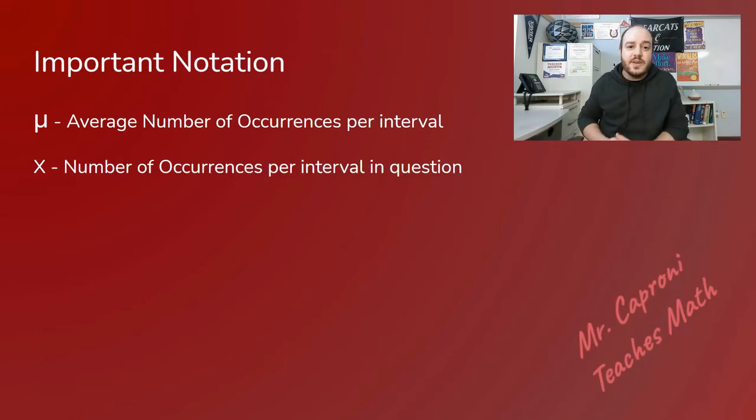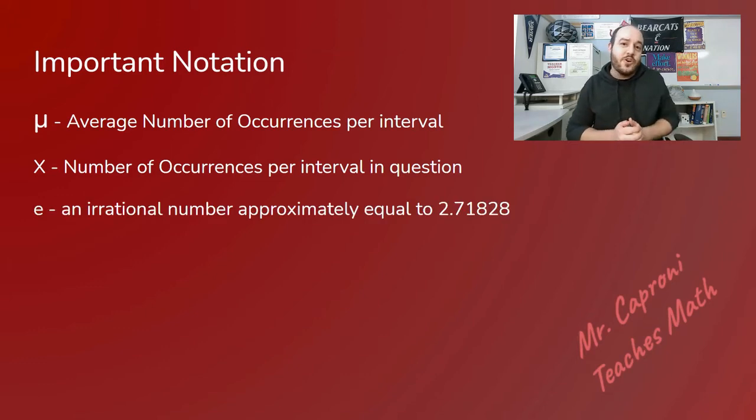Then the second thing we need to know is our actual x, which we've already mentioned, is the number of occurrences per interval that are currently in question. So I want to know the probability that there will be 2 car accidents, then 2 would be my x. If I want to know the probability that there will be 3 car accidents, then 3 would be my x. And lastly, you need to know what E is.